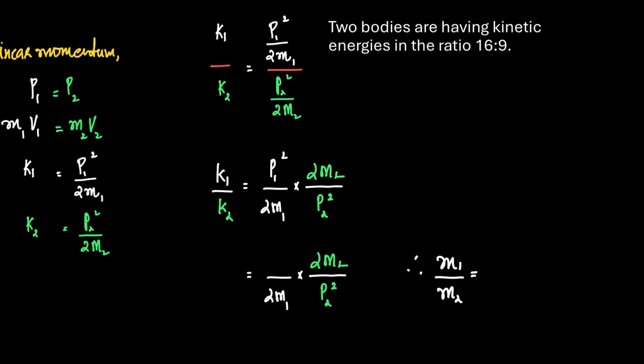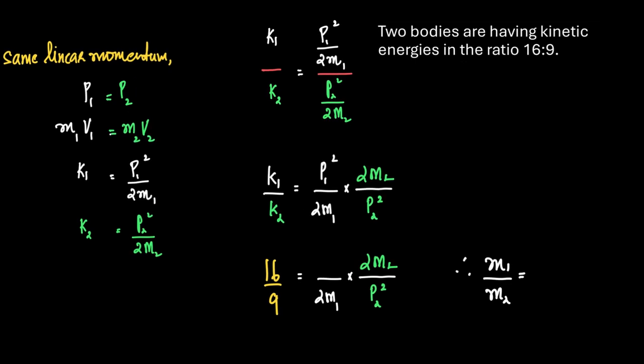Now it is given that these two bodies have the kinetic energy in the ratio 16:9, which means k1 by k2 is actually equal to 16:9, which is p1 square by 2m1 by p2 square by 2m2. So I can write p1 square by 2m1 into reciprocal of this, which is 2m2 by p2 square. Now it is also given to us that they have the same linear momentum.